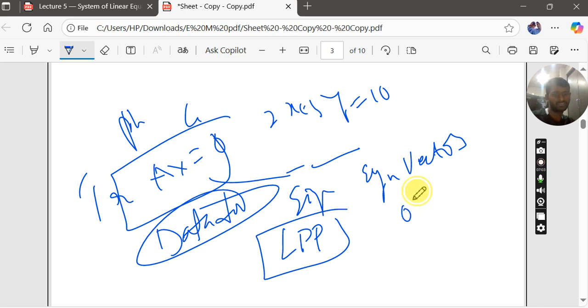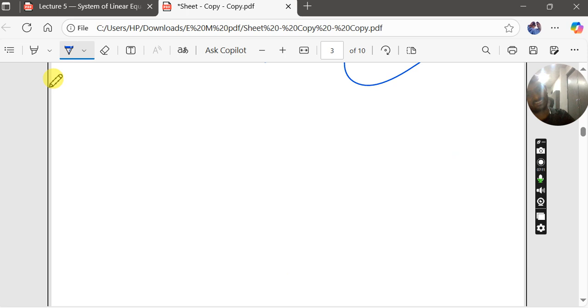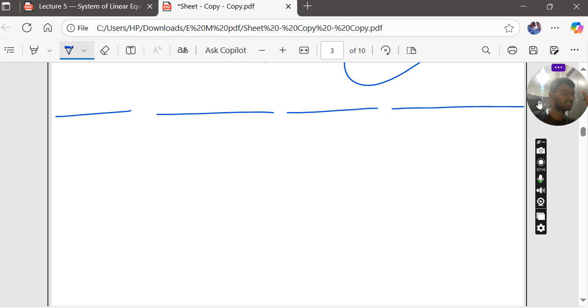There will be some objective function z, and there will be some subject to constraints, like 2x plus 10y, something like that you will get. Okay, so this is a brief about linear equations. Now coming to some simple examples. First we will see simple examples, how to solve them, what the conditions are, and how we get the type of solutions. Then we will move to some difficult examples.